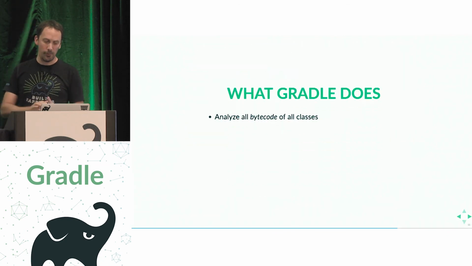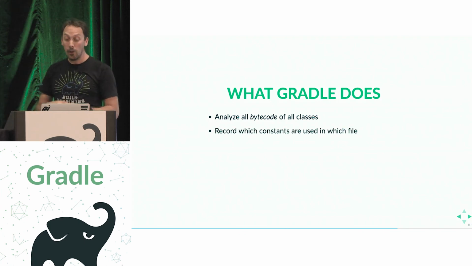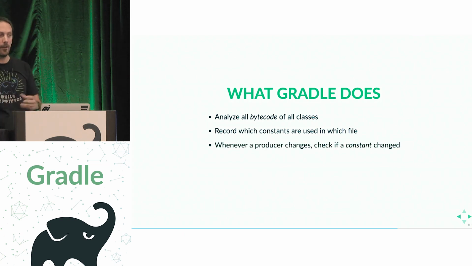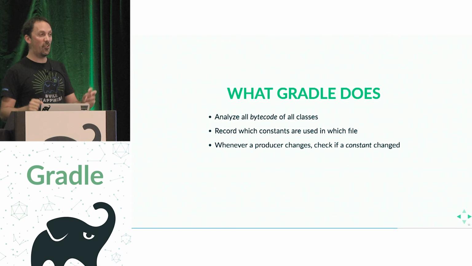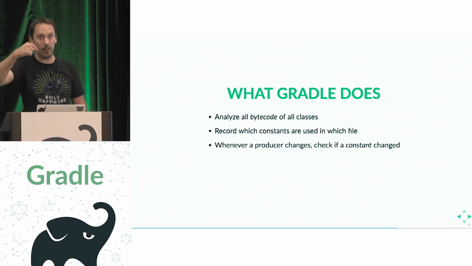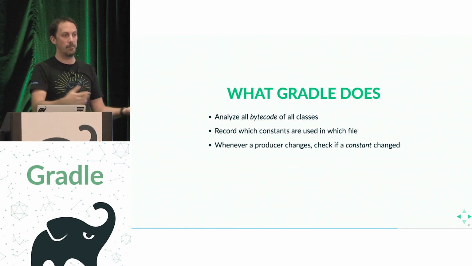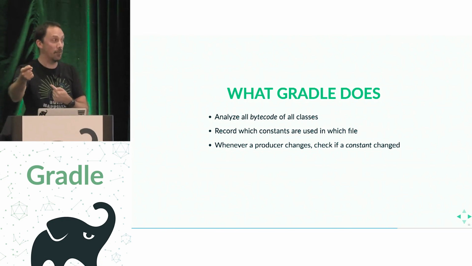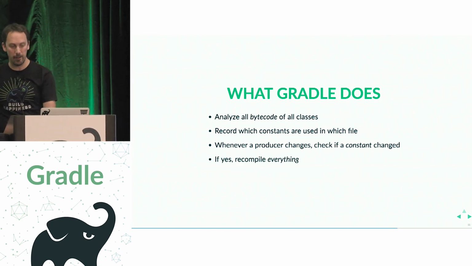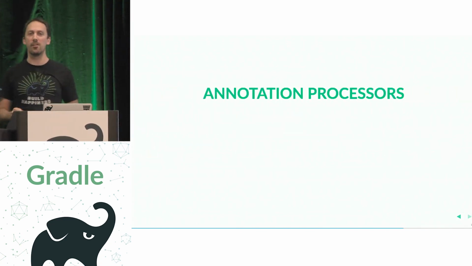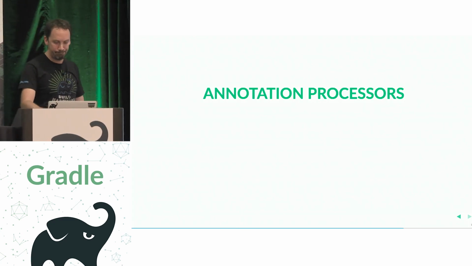So just to summarize, what we do is we analyze all the bytecode of all the classes. We record which constants are used in which files, and when a producer changes, we check if a constant of that file has changed. If it is the case, then we need to fully recompile everything because we don't have the information who was the user of that specific constant. It could be surprising because you could say, okay, only a constant changed, so why do I need to recompile everything?